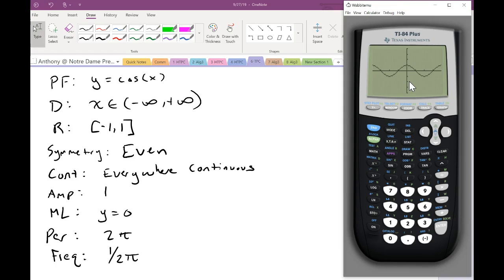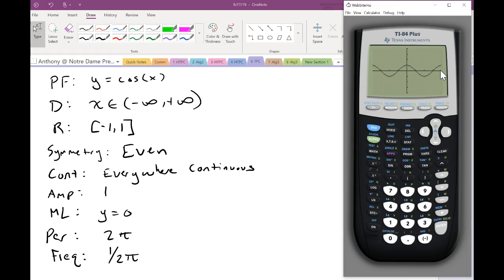What does the period describe? Yeah, the length of one full cycle. So I can count a cycle if I go from maximum to maximum. So if I count it along the x-axis, how far is that? In this case, it's going to be 2 pi. Okay?